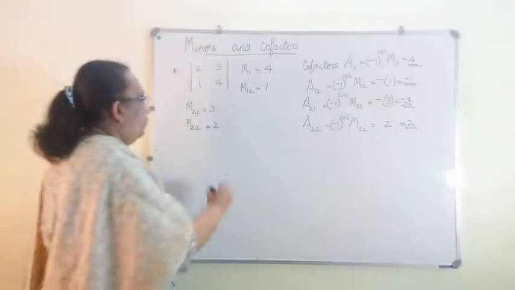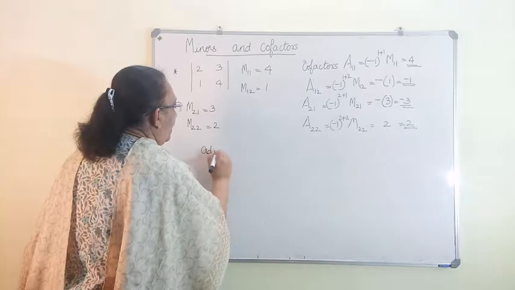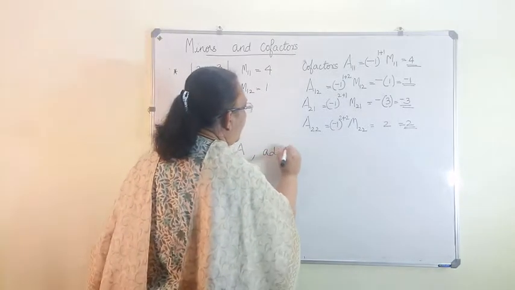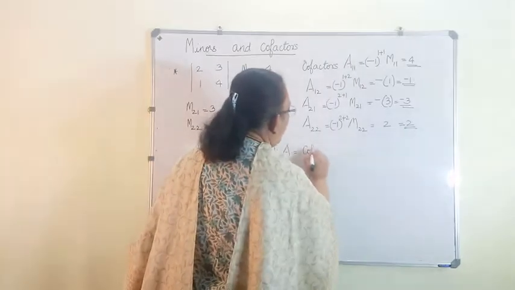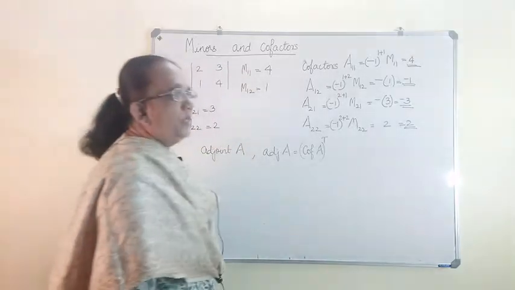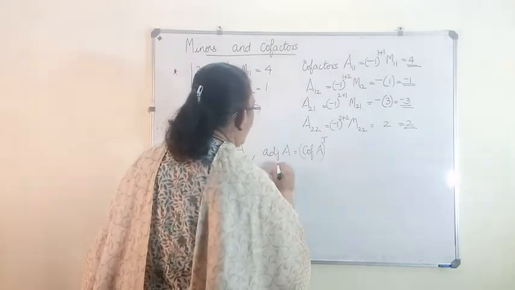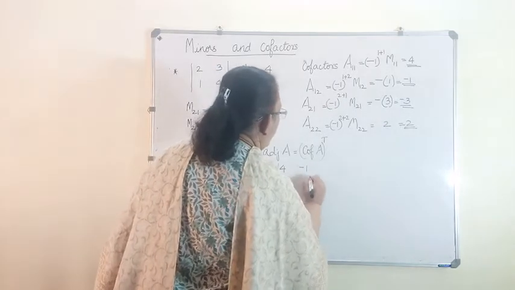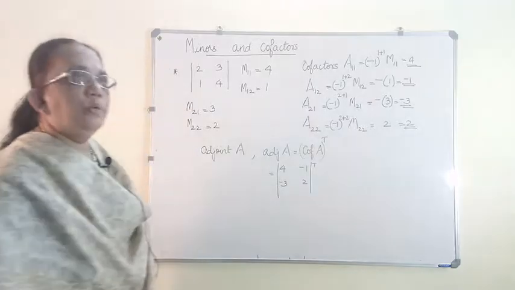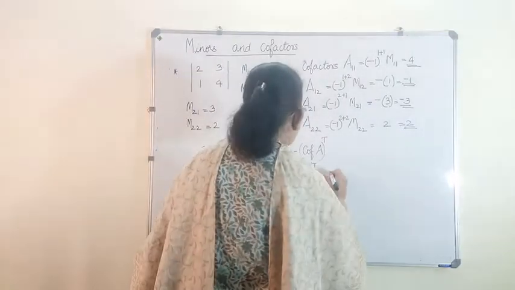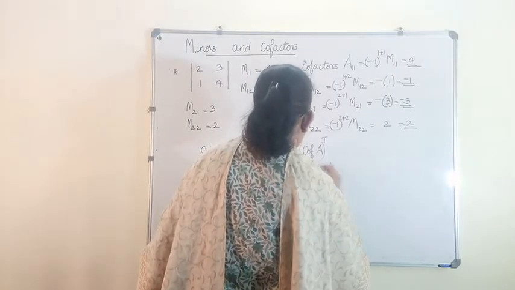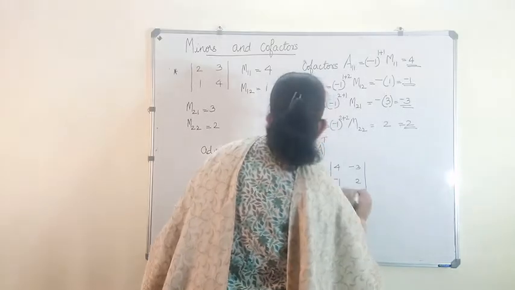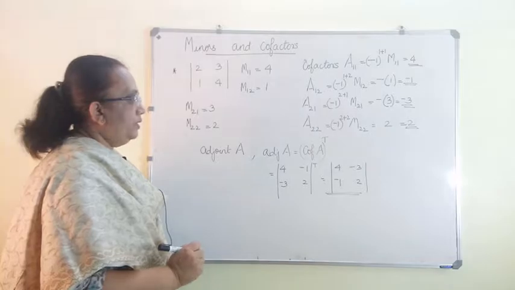From this, you get another thing, what is called the adjoint of A. Adjoint of the determinant A. Now, onwards it will be written as ADJ of A. It is equal to cofactor of A, the whole transpose. Now, what are the cofactors? Cofactors: 4, minus 1, minus 3 and 2. And its transpose. Now how do you get the transpose? You interchange the rows and columns, and that is equal to 4, minus 3, minus 1, 2. Adjoint of the matrix A is equal to this one.